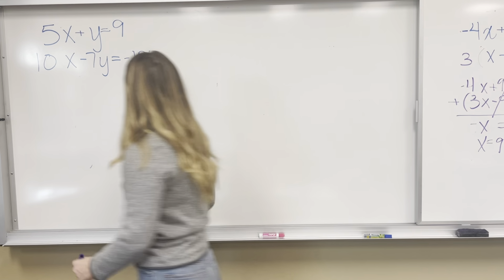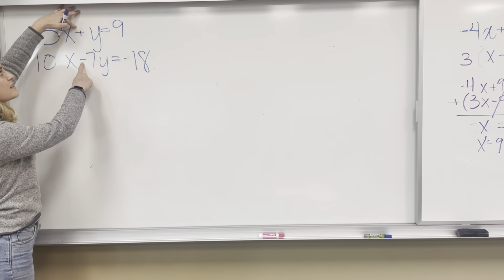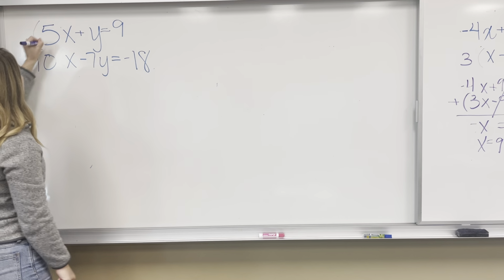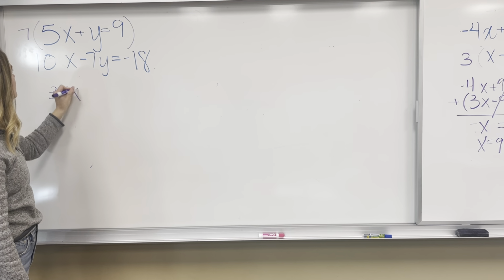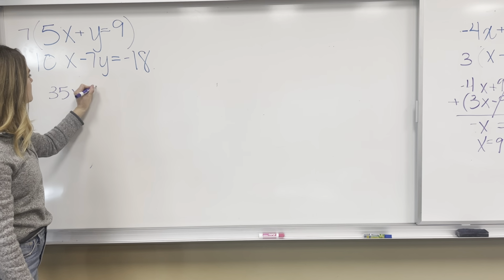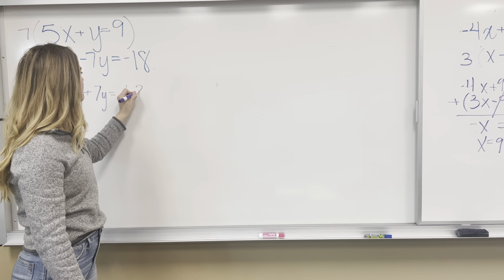All right. You could have solved this 2 ways. You could have multiplied the top one by 2 or the top one by 7, because you can either match up your x's or match up your y's. So let's multiply it by 7, so then we have opposite signs for the y. So here we go, 7. 7 times 5x is 35x. 7 times positive y is positive 7y, and 7 times 9 is 63.